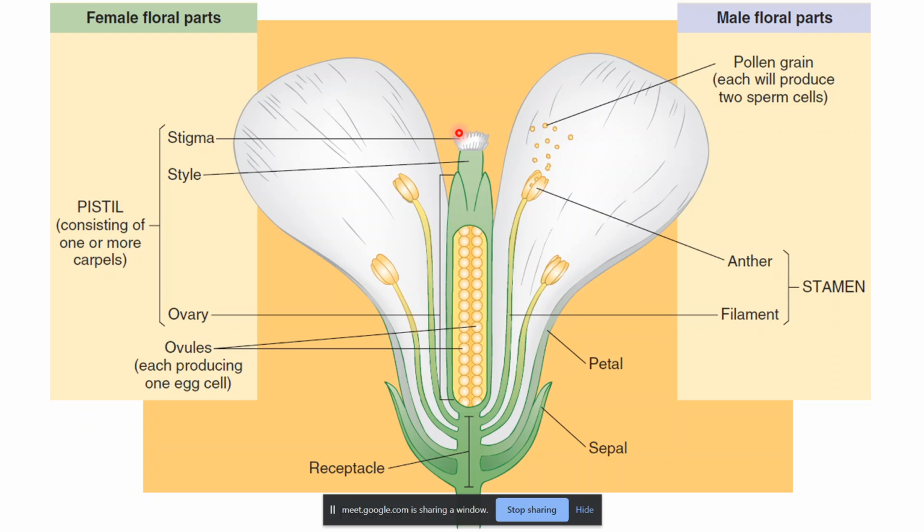Plants are self-pollinated if pollination occurs within the same flower or within a different flower on the same individual plant. Cross-pollination occurs when pollen grains are transferred to a flower on another individual of the same species, and cross-pollination is better.